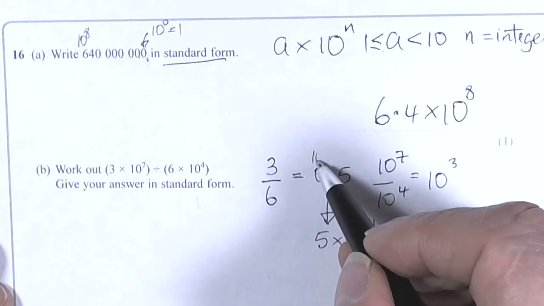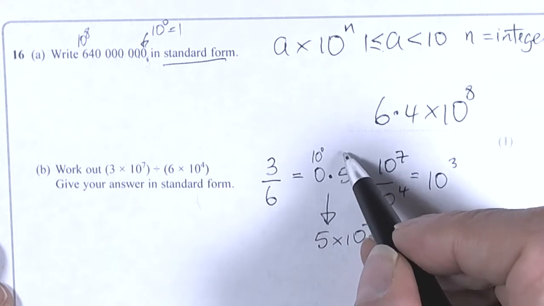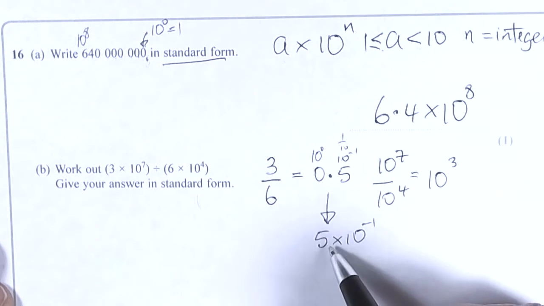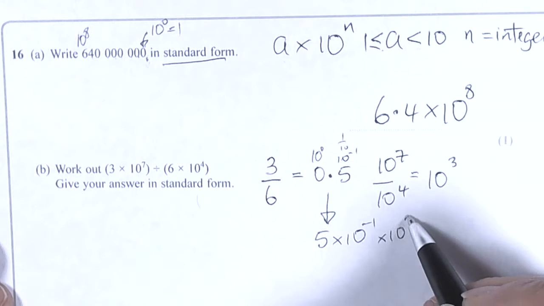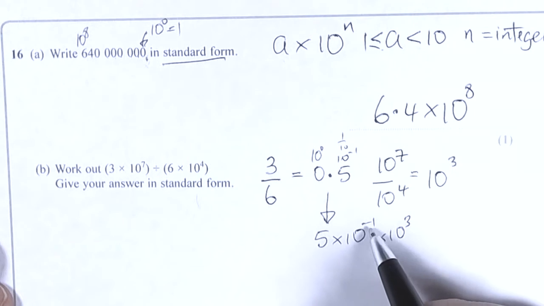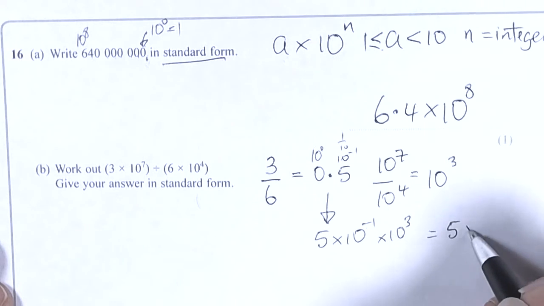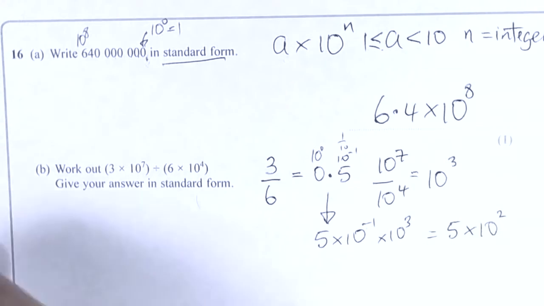Or we know this is the 10 to the power of 0 column, and once we go past the decimal point, we're in the tenths area, which is 10 to the power of negative 1. We're times-ing it by 10 to the power of 3, which was what was left from those, and the two powers, because we've got the same bases, we can add them, so we end up with a final answer of 5 times 10 to the power of 2.